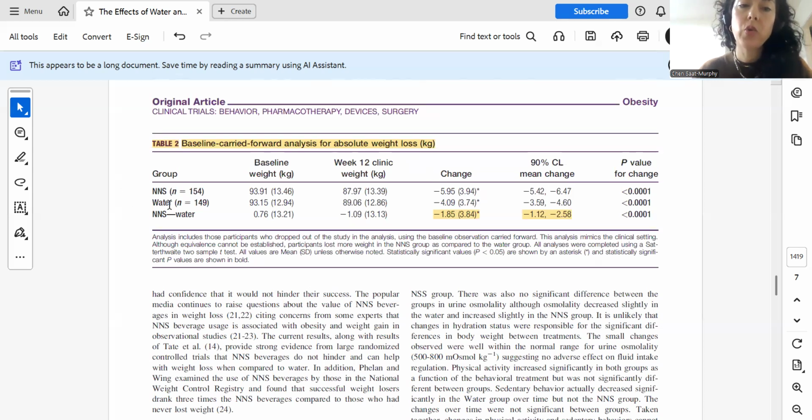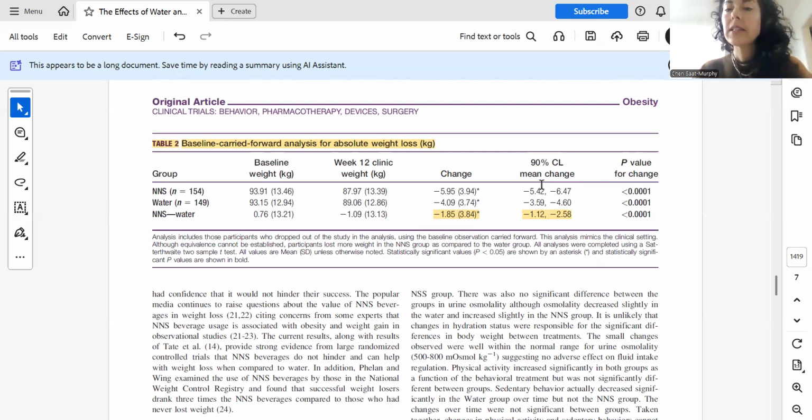Same for the water group. This is their weight at the beginning of the study. You can see that it is almost identical to the non-nutritive sweetener group, which is good. This is the weight at the end of the study. This is the average weight loss, and this is the mean difference.